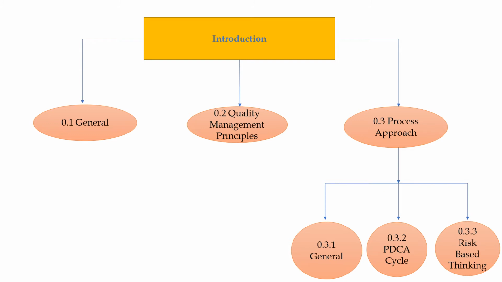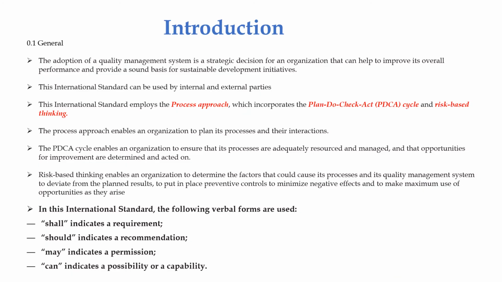This process approach is subdivided into three segments, which are the general, the PDCA cycle, which is the most famous cycle known across the world, called the Plan, Do, Check, Act cycle, followed by the risk-based thinking. So in order to take an approach to a particular process, we need to follow these two techniques, which are the PDCA cycle and the risk-based thinking. Now, what are the things which we are going to cover in 0.1 general?